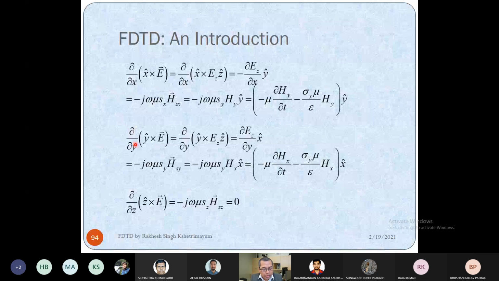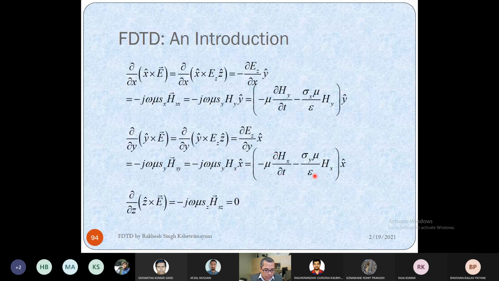Similarly, you can look at it for del by del Y cross product with E. E is Ez Z hat, it will become del Ez by del Y X hat. And H split Y will become Hx X hat. I have already discussed it in the previous slide. And you replace Sy by 1 minus sigma Y divided by omega epsilon, then j omega term you can replace by time derivative del by del t, then this second term here. Similarly, you can also do it for the last equation del by del Z, Z cross E is equal to 0, because you know that H split Z is 0. We have done that in the previous discussion.